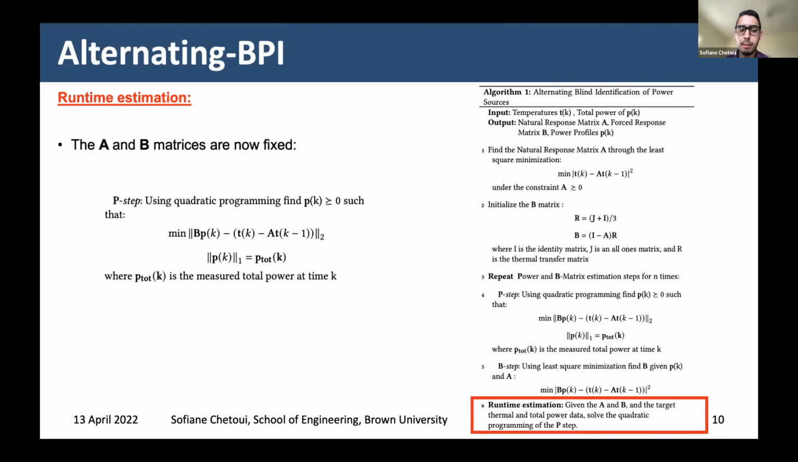And then at runtime, after estimating the A and B matrices, we could actually use the same step as the P step to estimate the power. But this time, we won't be changing the A and B matrices; they're going to be fixed now.